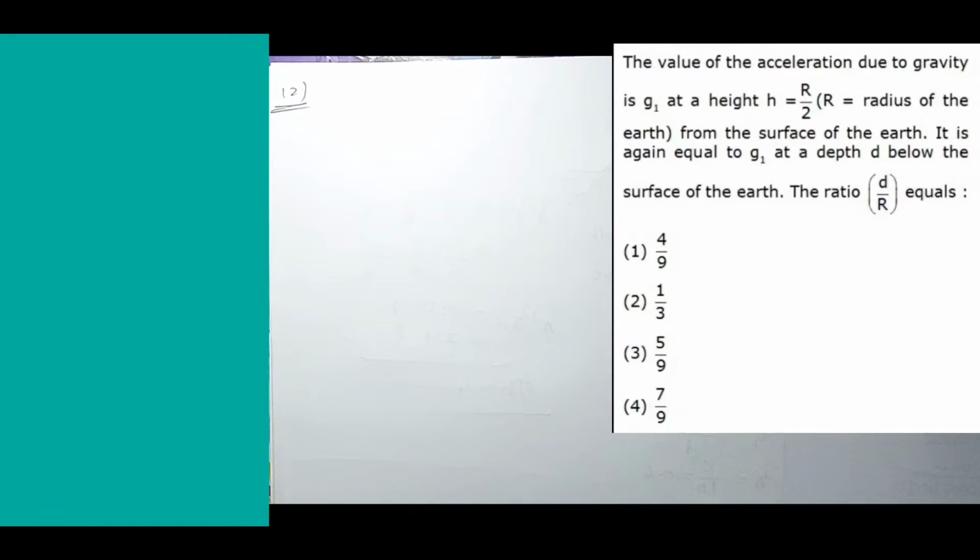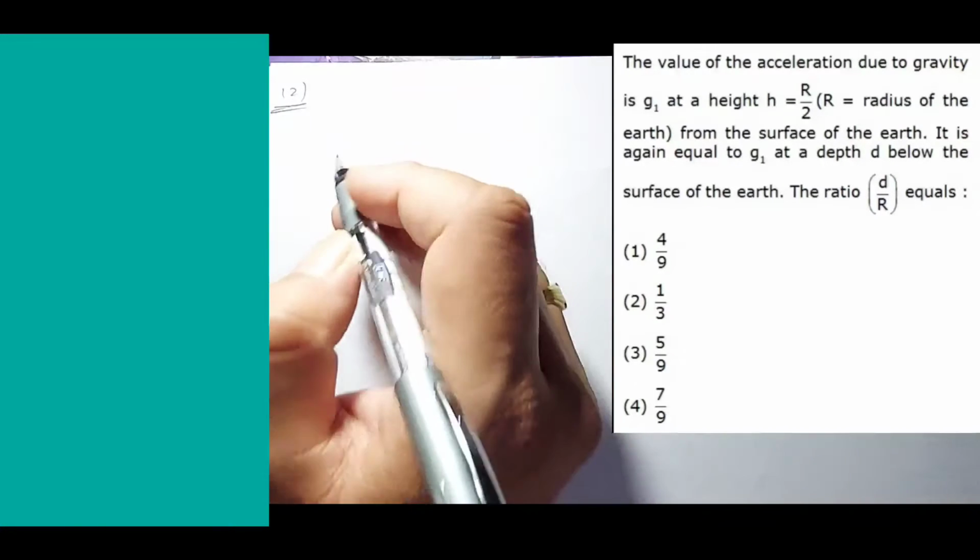So another problem from the gravitation. The value of acceleration due to gravity at a height h equal to R by 2, where R is the radius of the earth, is g1. It is again equal to g1 at a depth d below the surface of the earth. Then the ratio of d by R is equal to.